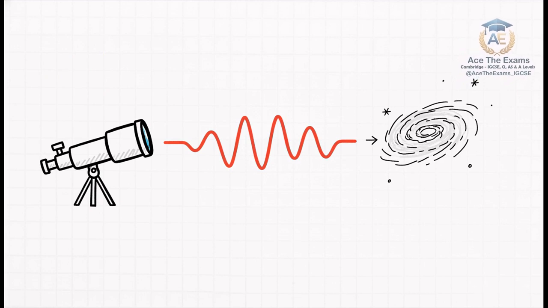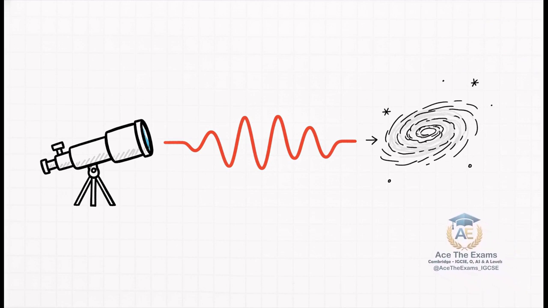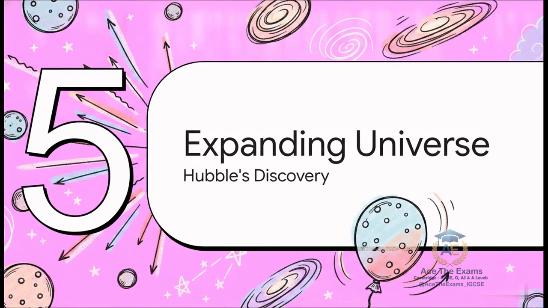Point: light from distant galaxies is redshifted. Evidence: spectral lines are shifted toward the red end of the spectrum. Explanation: this shift to longer wavelengths happens because the source of the light is moving away from the observer due to the Doppler effect. Link: therefore, redshift indicates that distant galaxies are receding from us. Boom. Maximum marks. That perfectly sets up Section 5, the expanding universe.